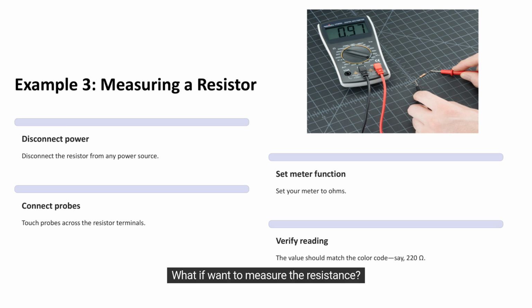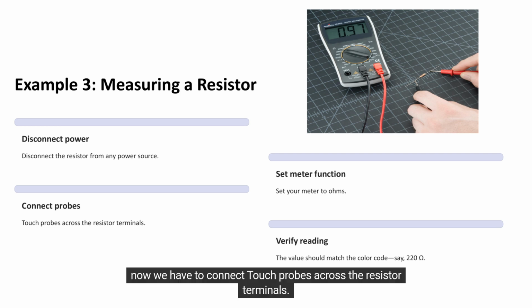What if we want to measure the resistance? First, we have to disconnect the resistor from any power source. Then set our meter to ohms. Now we have to connect touch probes across the resistor terminals. The value should match the color code, say 220 ohm.